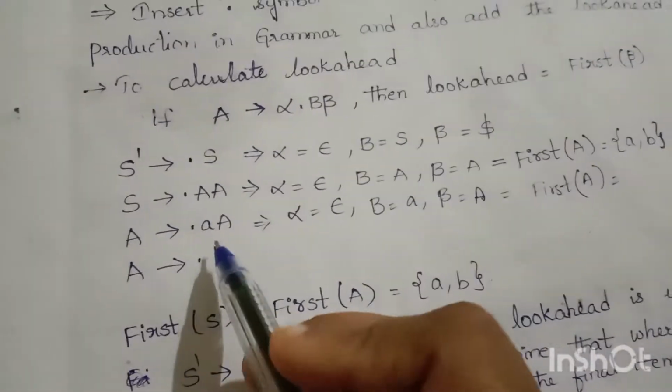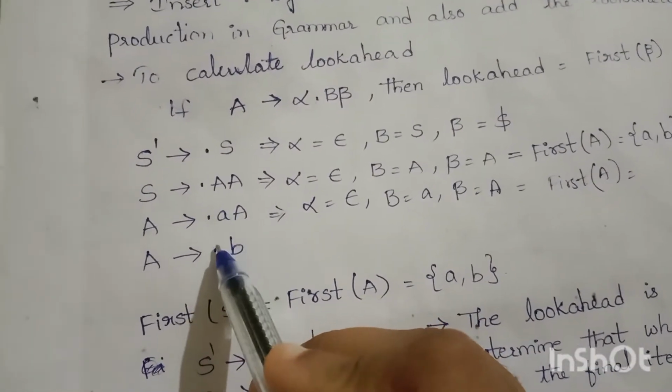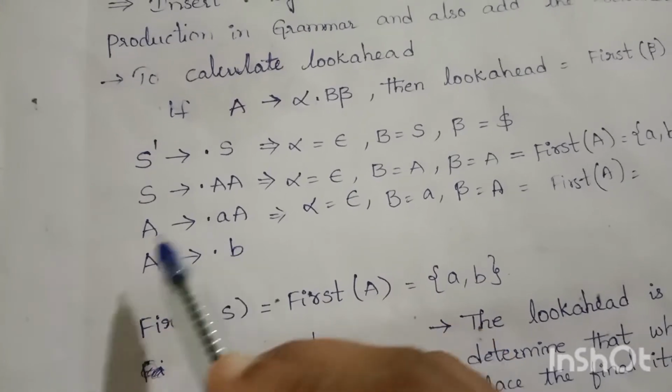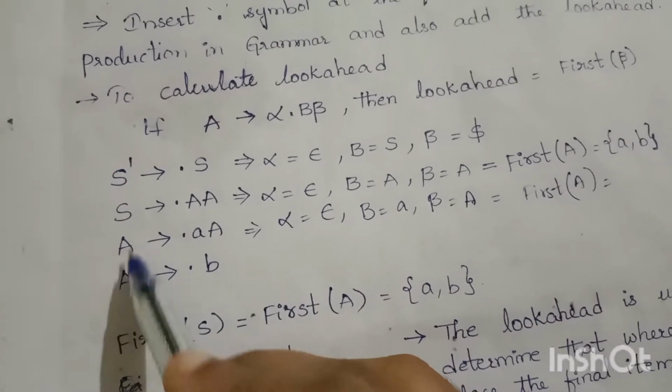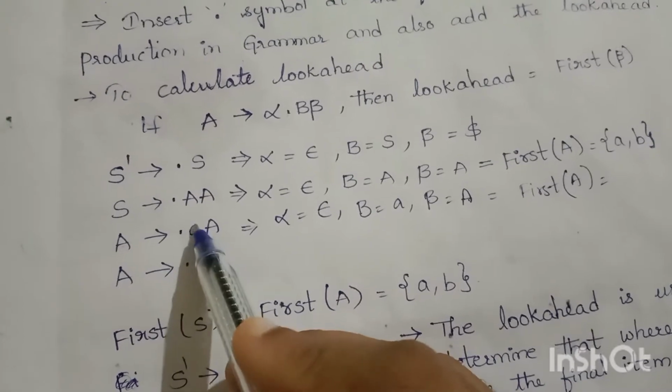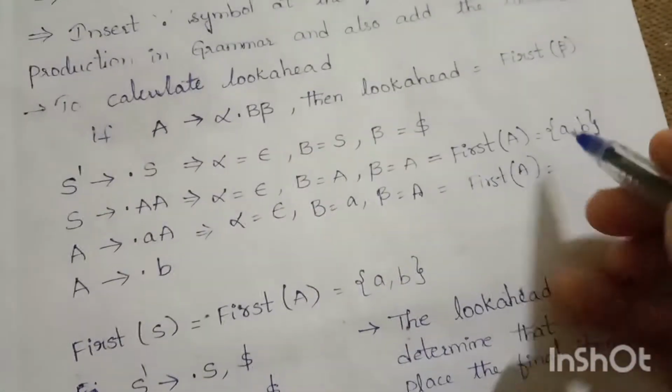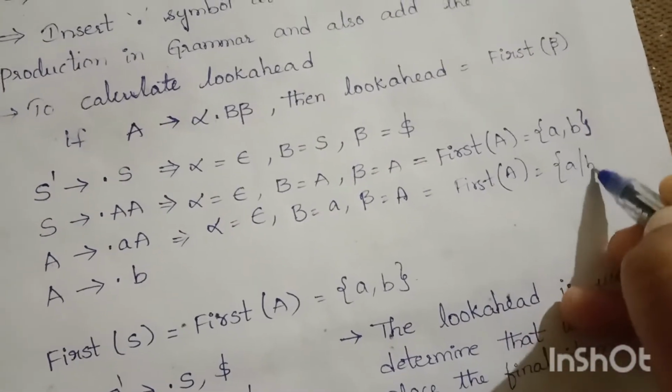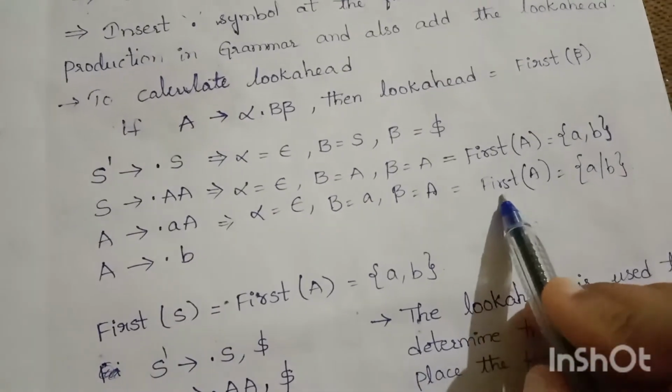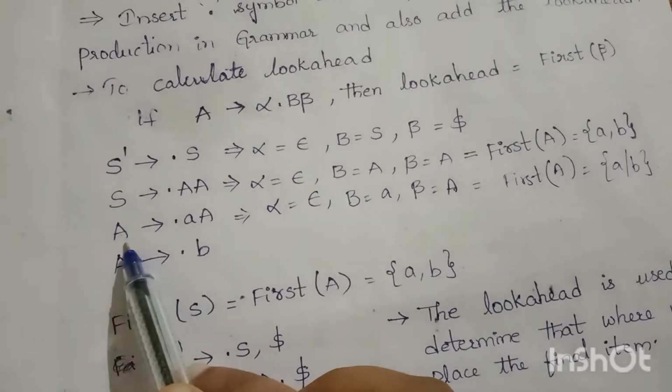First of A is nothing but what? The terminals which we have in the right hand side, those are considered as first of that production. So first of A is nothing but what are the terminals we have here? Small a and small b. So a, b. These are the look ahead symbols for A.